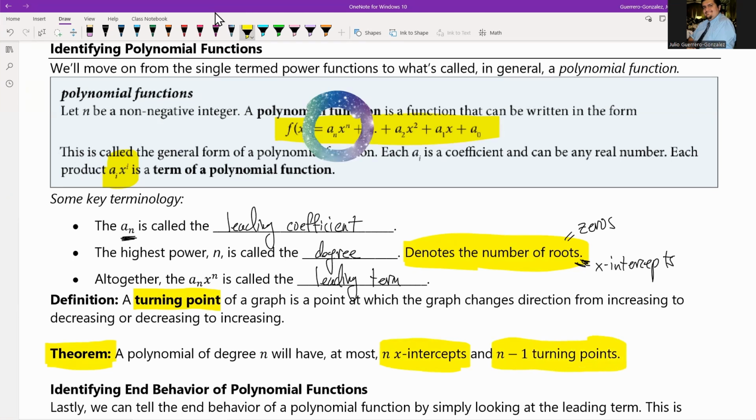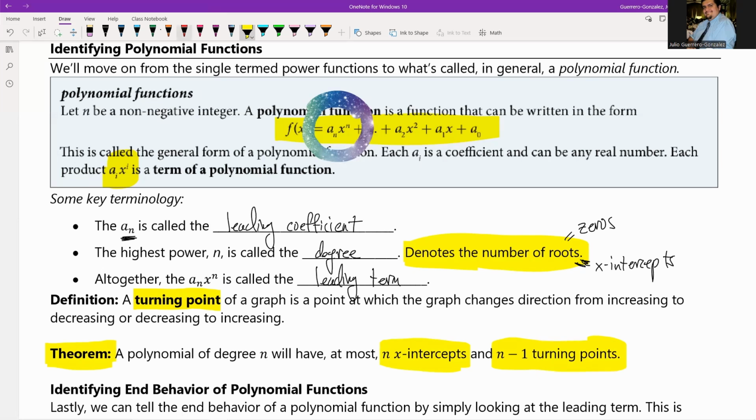So what does that mean? Suppose you had a fifth degree polynomial, so a polynomial of degree 5. The most number of x-intercepts you're going to have is 5, and the most number of turning points is 4. That's what this theorem is saying, and you can do that with every number. And it's at most. It doesn't have to have that amount exactly. We're going to touch on that a little bit in this section and a little bit in the next section.